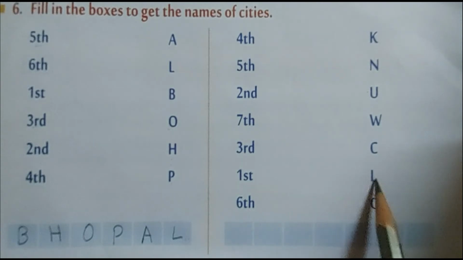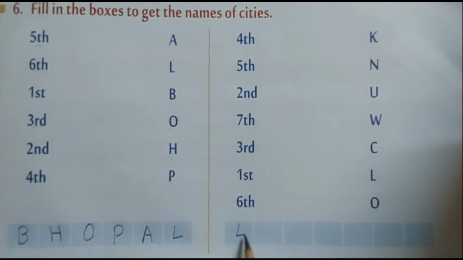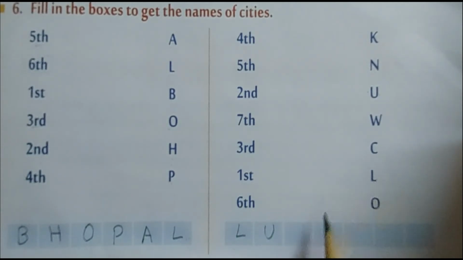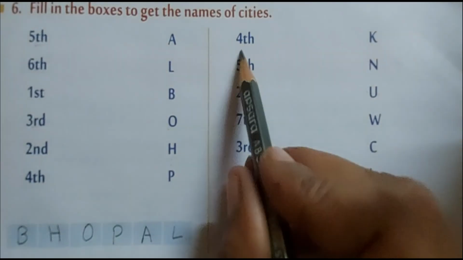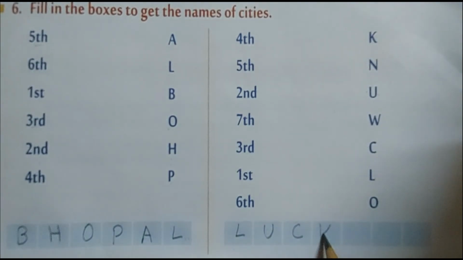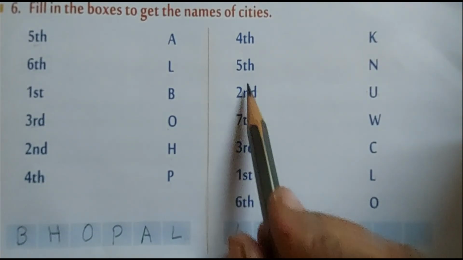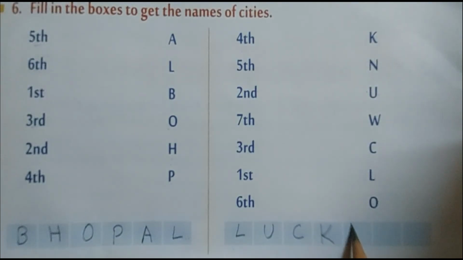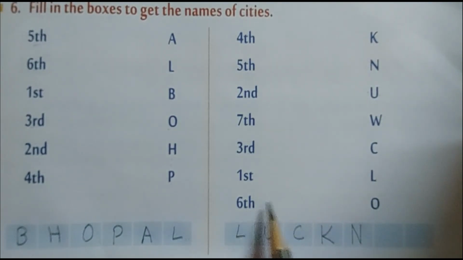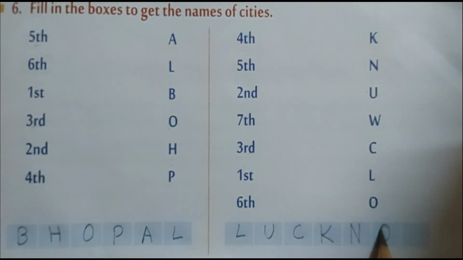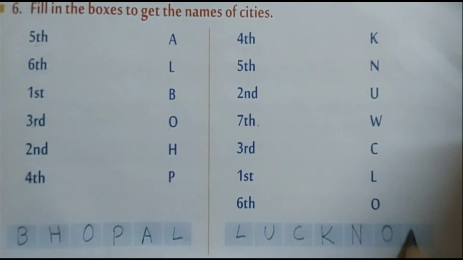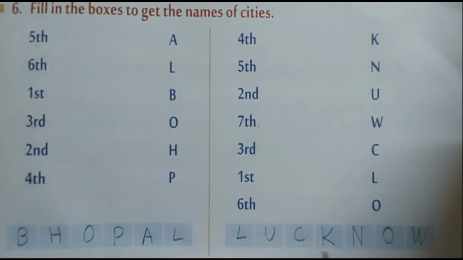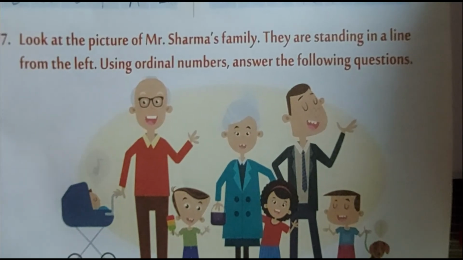What is the first letter? L. Second letter? U. Third letter? C. Fourth letter? K. Fifth letter is N. Sixth letter is O. Seventh letter W. What is the name of the city? Lucknow. Lucknow. Read the next heading.